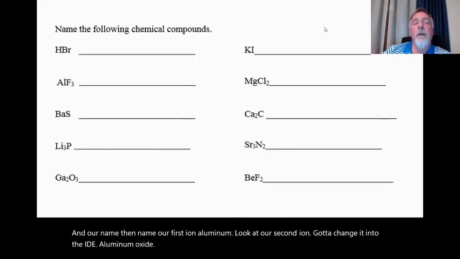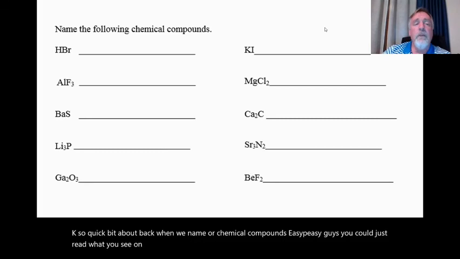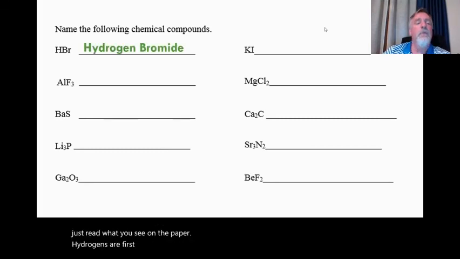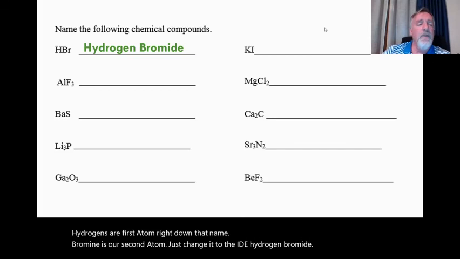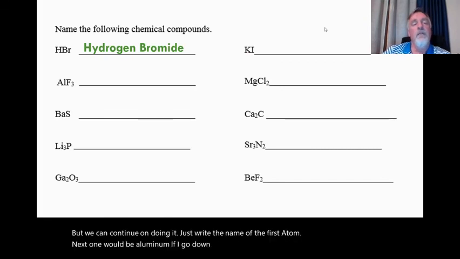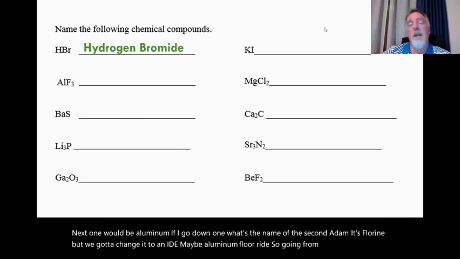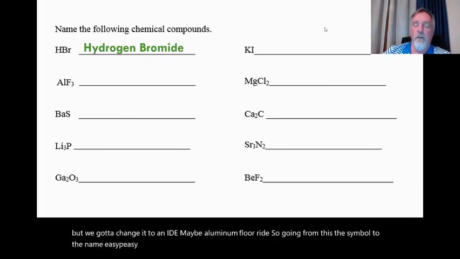Okay. Some quick bit about the back. When we name our chemical compounds, easy peasy, guys. You can just read what you see on the paper. Hydrogen's our first atom, write down that name. Bromine is our second atom, just change it to the IDE, hydrogen bromide. Right? We can continue on doing this. Just write the name of the first atom. Next one would be aluminum. If I go down one, what's the name of the second atom? It's a fluorine, but we got to change it to an IDE. It'd be aluminum fluoride. So going from the symbol to the name, easy peasy. Just write down what you see and change the last one to IDE.